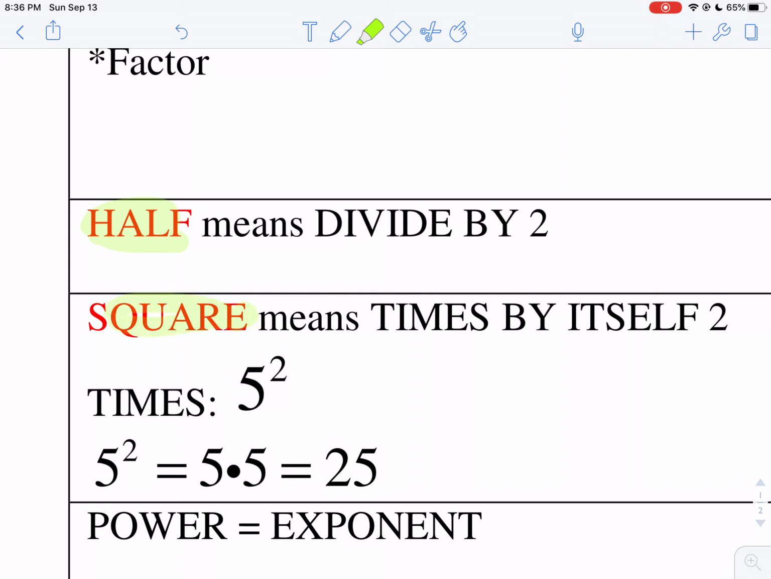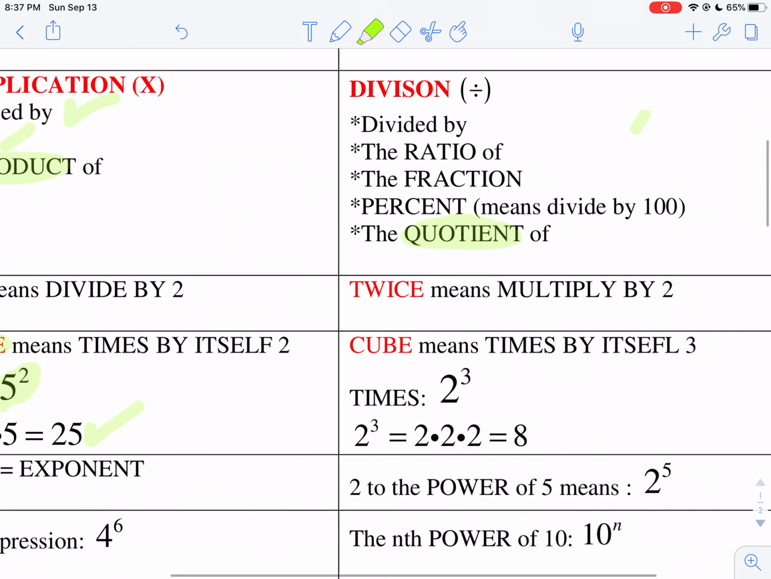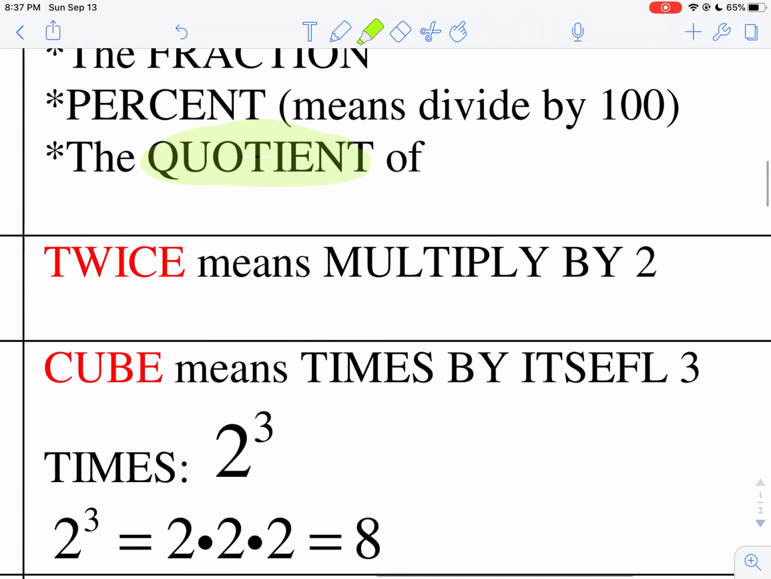When you square something, or when you square a number, like 5 squared, that means you're multiplying 5 by itself 2 times. Okay, so 5 squared is not 10. It's 5 times 5, which is 25. Twice means multiply by 2. Cube, when you cube something, you multiply that number by itself 3 times.